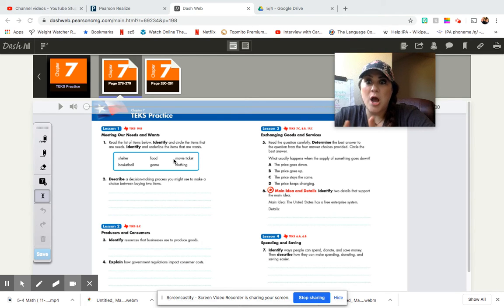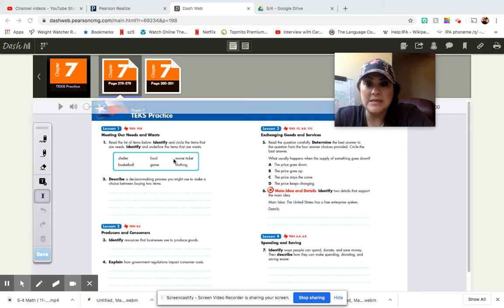So if they're not able to make that product very quickly and the supply of it goes down, what do you think is going to happen to the price of it? Do you think it's going to go down also, or do you think it's going to go up, stay the same, or constantly change?